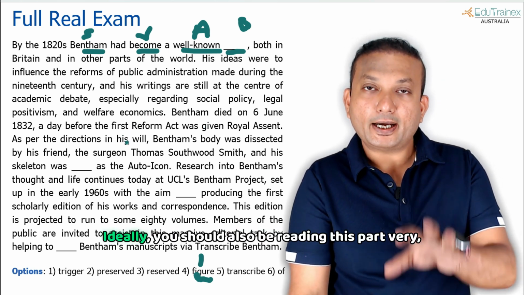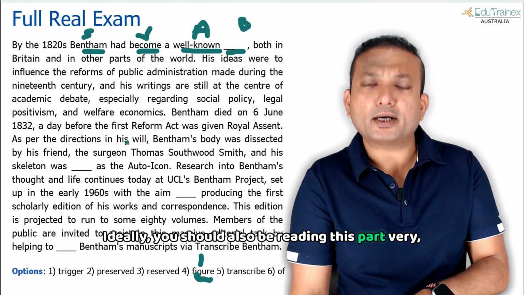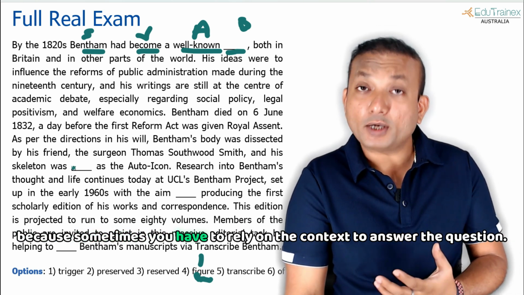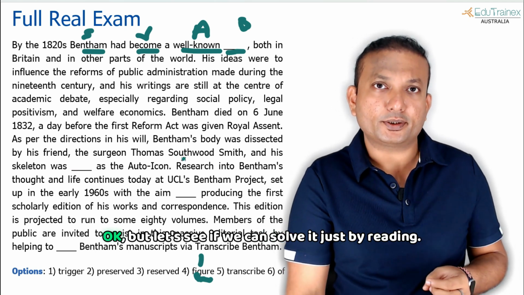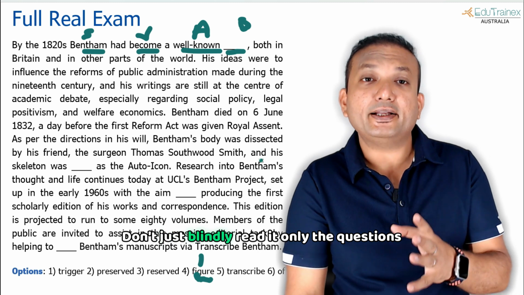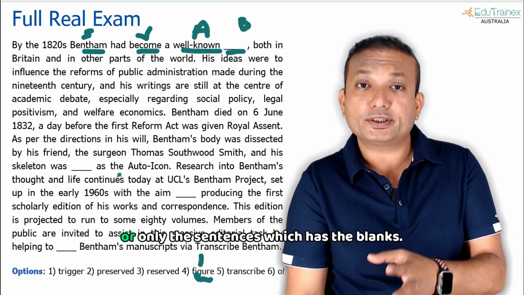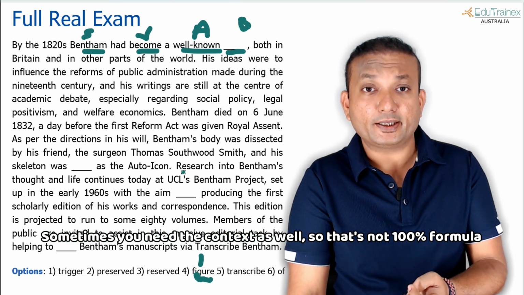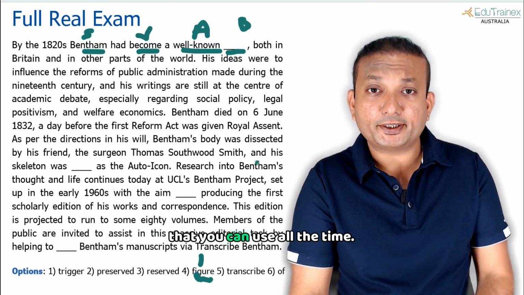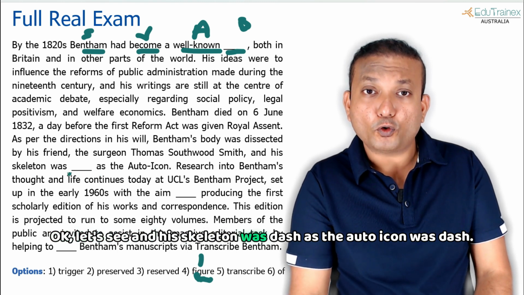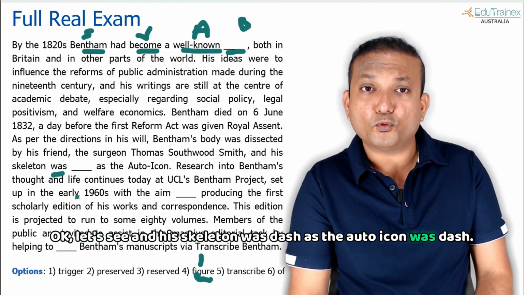Next one. Okay, ideally you should also be reading this part very quickly, so that you get some context, because sometimes you have to rely on the context to answer the question. Okay, but let's see if we can solve it just by reading. Don't just blindly read only the sentences which have the blanks. Sometimes you need the context as well. So that's not a 100% formula that you can use all the time. Okay, let's see. And his skeleton was dash as the auto icon.